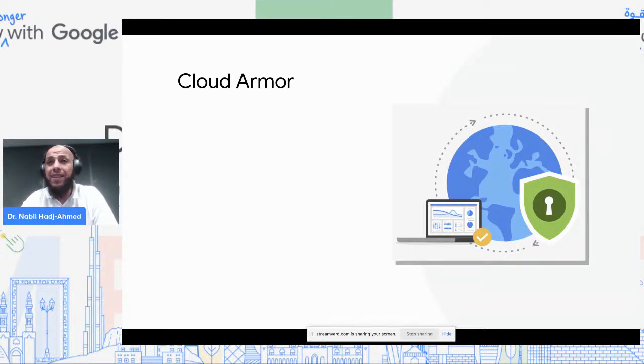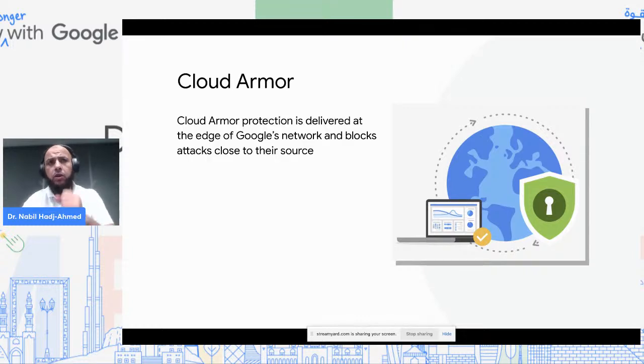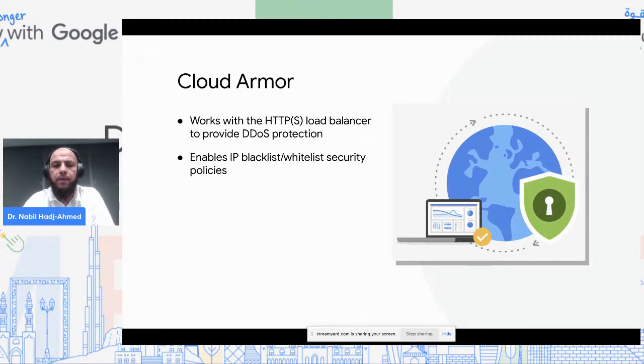It delivers defense at scale against infrastructure and web application distributed denial of service attacks, using Google's global infrastructure and security systems. So it is software defined, and we can do a lot with it. Similar to CDN, Cloud Armor protection is delivered at the edge of the network, and it can block these attacks closer to the source of the attack before they even have a chance to affect anything inside my network, or they won't be able to reach my applications at all.